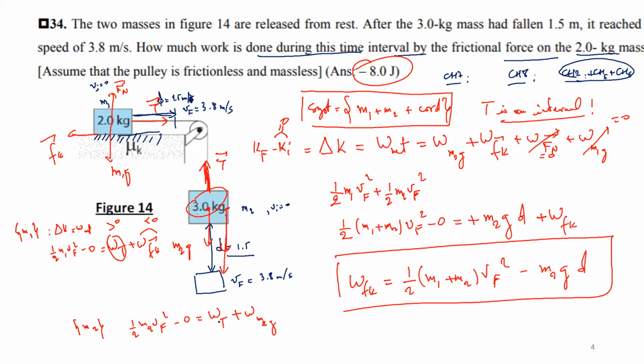Now, but here, the work of the tension will be positive or negative for M2? It will be negative, right? Yes, it will be negative. Why? Because it's slowing down the motion. You see, for M2, the tension is doing a negative work, because the tension is up and the displacement is down. So it will be negative. But you can solve it and you will get the same answer, by the way.